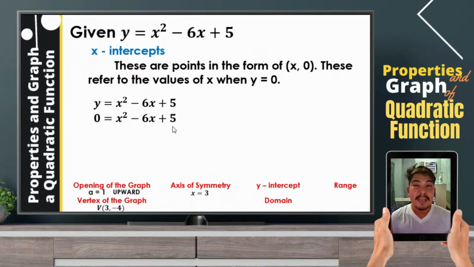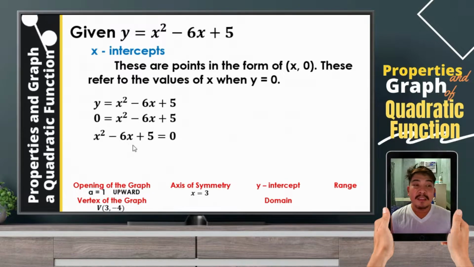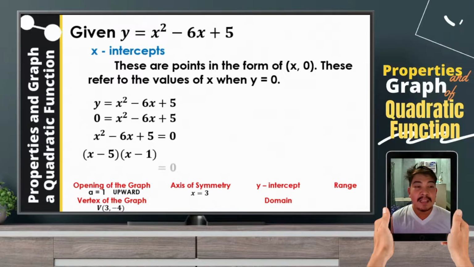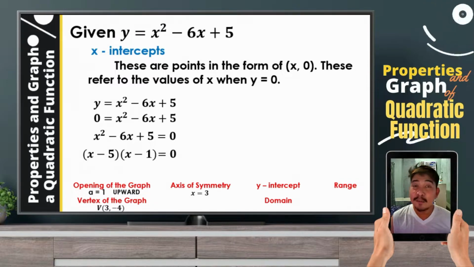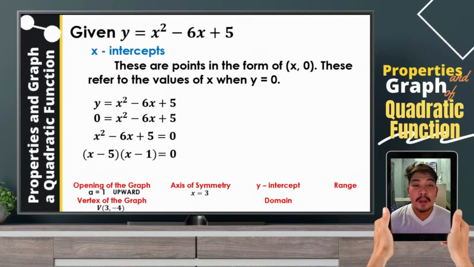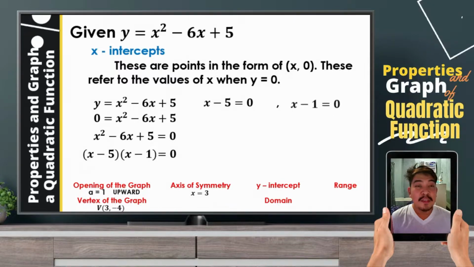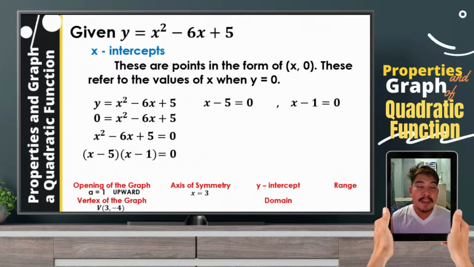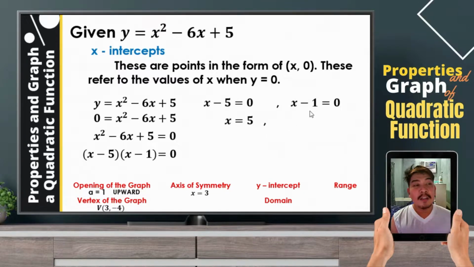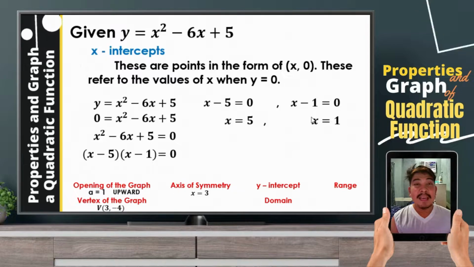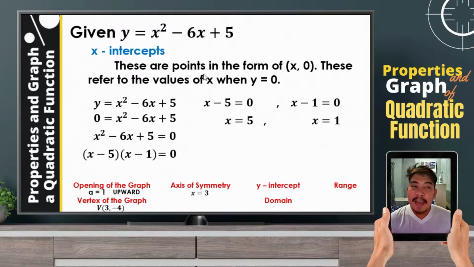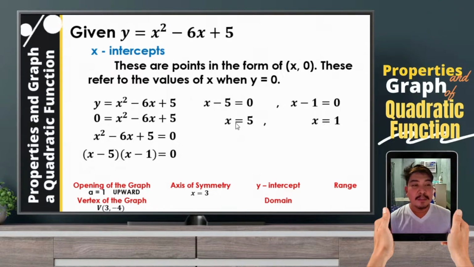So this equation can be transformed to x squared minus 6x plus 5 equals 0. The third form will be x minus 5 times x minus 1 is equal to 0. Okay? So that is using factoring. Then applying the zero product property, equating both factors to 0, the first value of x using x minus 5 is equal to 0, we have x is equal to 5. While the other value of x will be x equals 1. So the x-intercept is also known as the zeros of the function.